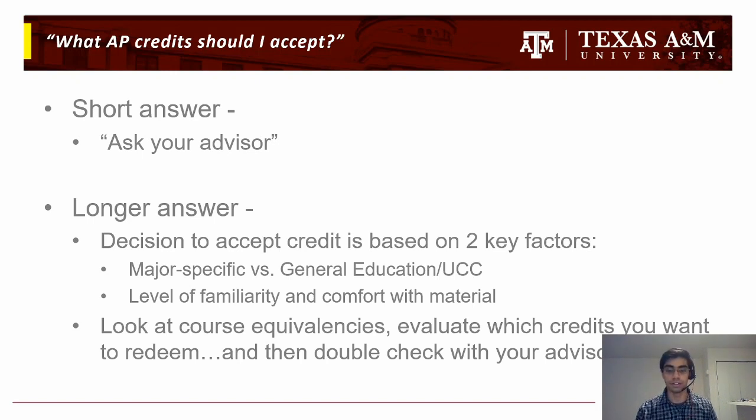However, I know that that is a little bit of an unsatisfying answer, which is why I've tried to make a longer form answer. I'd like to come out and say that this is, again, something that is grounded in personal opinion, personal experience, as well as my observations of other people. So, I'd say that the decision to accept credit is based on two key factors. The first factor being whether or not the credit that you are trying to redeem goes towards a major specific class or something in general education or UCC.